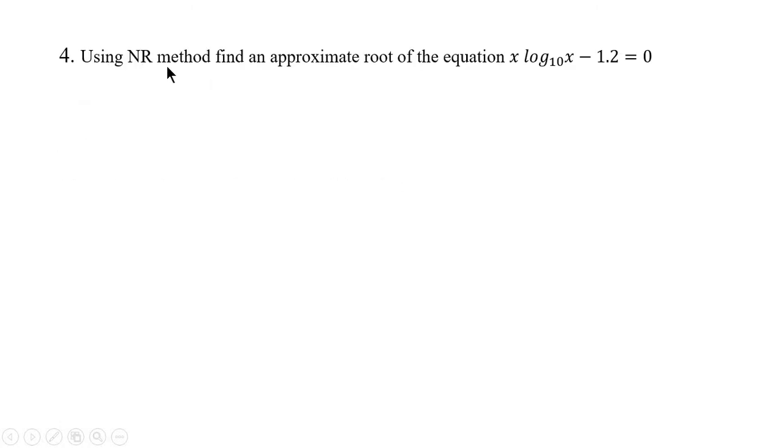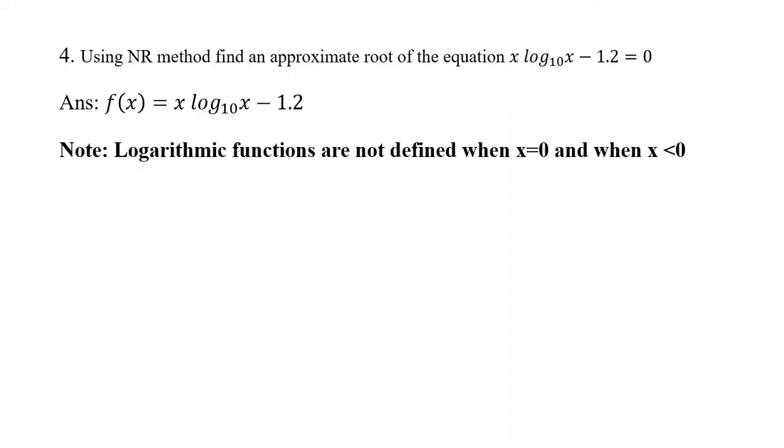Fourth question, using NR method find an approximate root of the equation x log x base 10 minus 1.2 equal to 0. Our f of x is x log x base 10 minus 1.2. But you should make a note that we have to find the location of the root. You can start by putting x equal to 0, x equal to 1, etc. Okay, but we know our logarithmic functions are not defined when x equal to 0 and when x is negative. So I will start by putting x equal to 1.